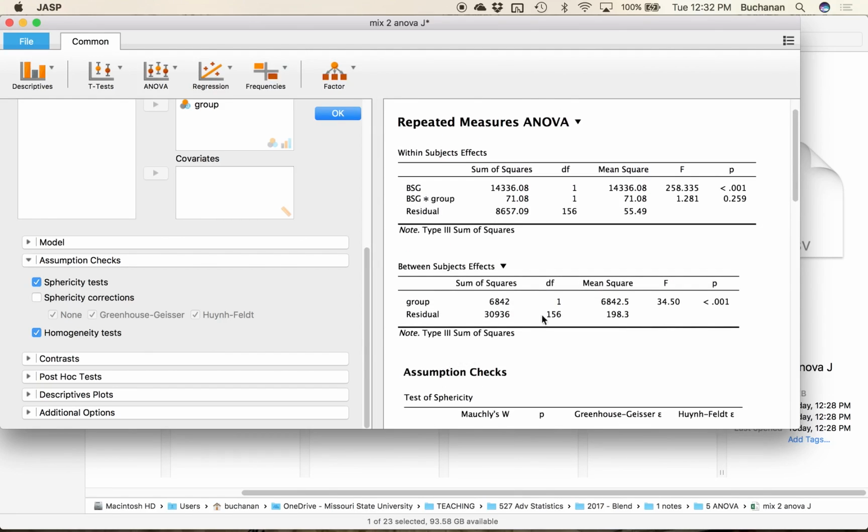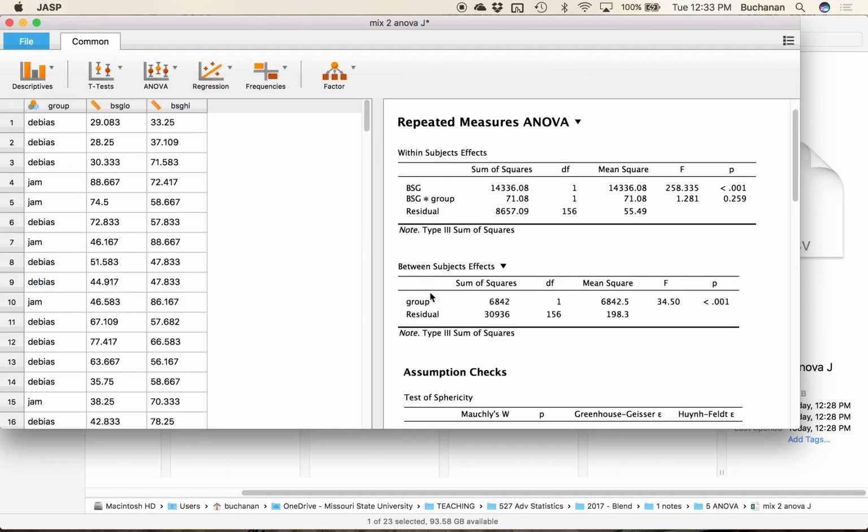So it separates them out into 2 boxes, and that's because of just the different error terms that you're going to be using. And so anything that's repeated, it goes here in our within subjects box, and then anything that's all between goes here in our between subjects box. Okay. And so you got to look for all 3 p-values.